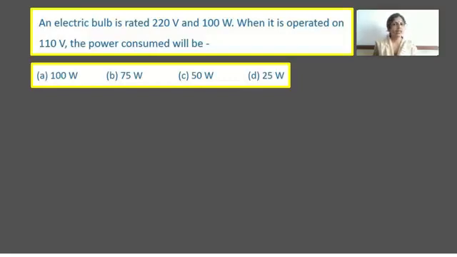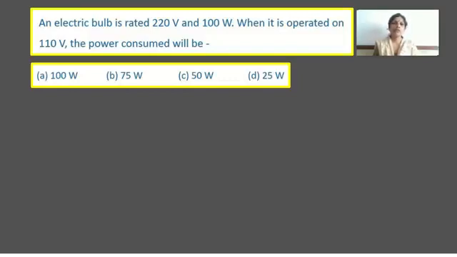Now since it is an electric bulb, the resistance of the bulb in both the cases, whether it is 220 volt or 110 volt potential difference, the resistance will not change. It will remain the same. Tungsten filament in the bulb has a specified resistance.